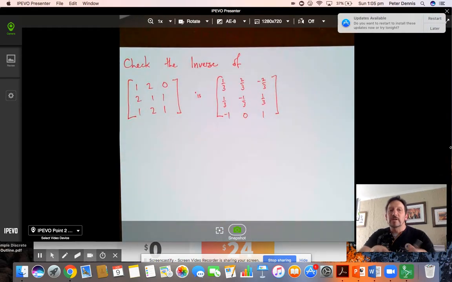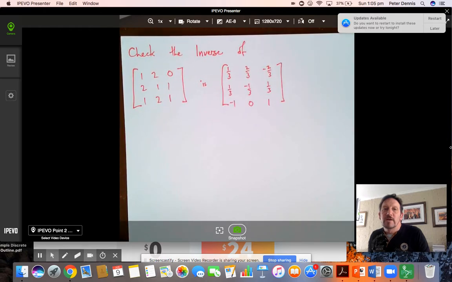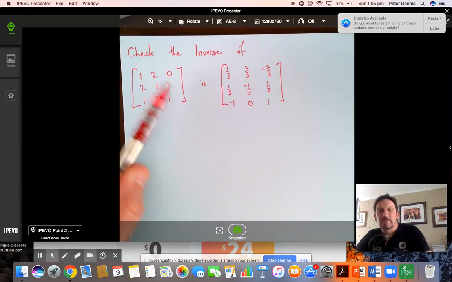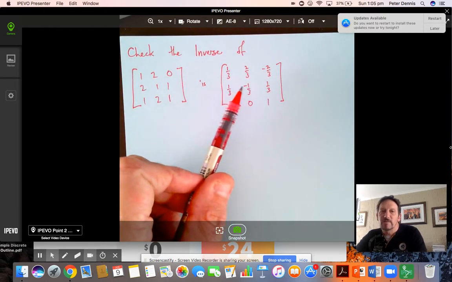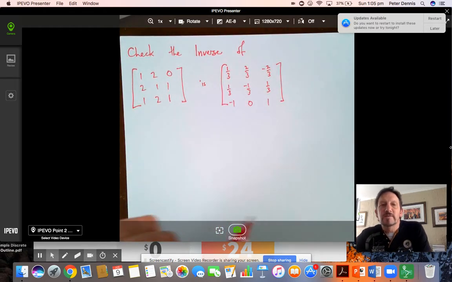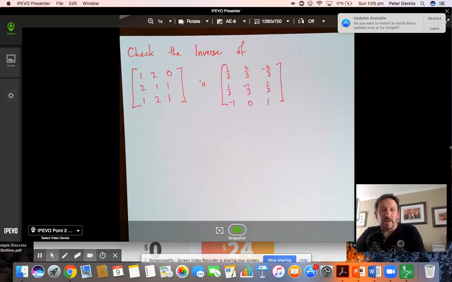Okay, so let's check if this is actually the inverse, just carrying on from that last video. We started with this as A, and we found that that was the inverse of A. There were loads of places you could have made mistakes. So let's have a look at how we can check whether it's the inverse.